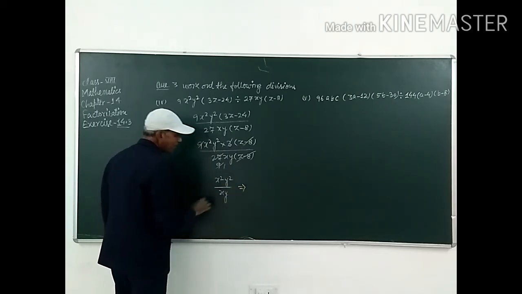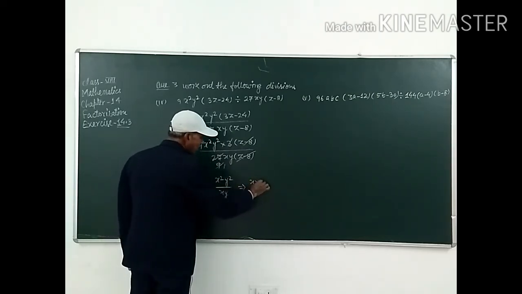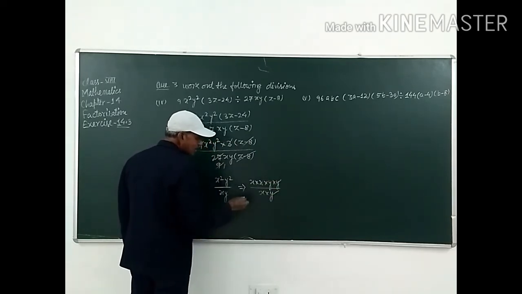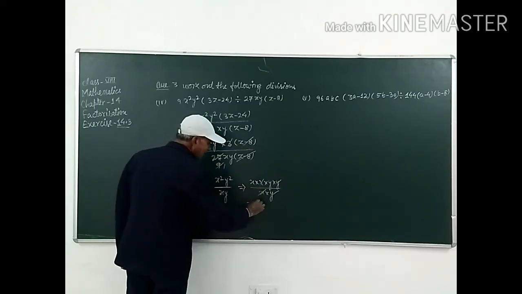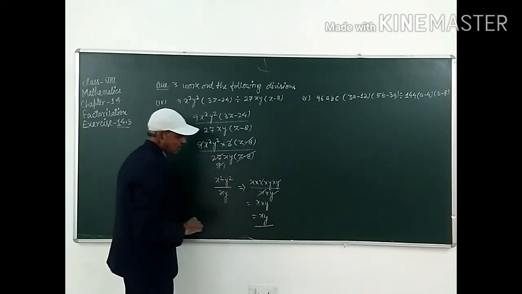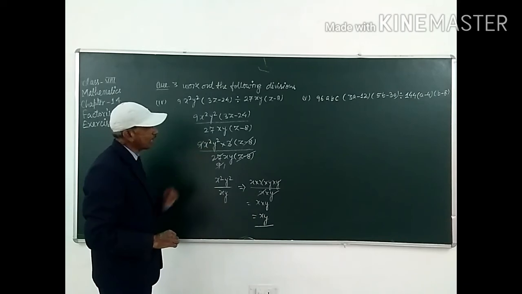Now it will be x into y into y, and the denominator will be x into y. So we have to cancel this y with this y, and x with this x. So what remains here? x into y. So the answer is xy here, student. This is the answer of this part of the question.